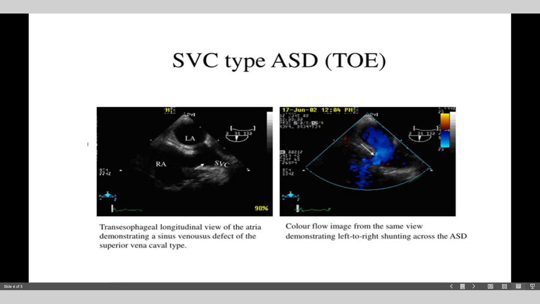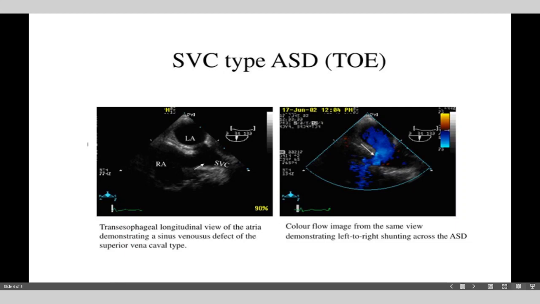Here in SVC type of ASD, there is a veno-atrial connection of both the SVC and pulmonary vein in continuity with both atrial walls. This SVC is connecting to both the left atrium and right atrium through the defect. The tissue separating the SVC and right upper pulmonary vein is deficient and results in unroofing of the pulmonary vein. So, the posterior wall of the right superior vena cava and the anterior wall of the right upper pulmonary vein are deficient.